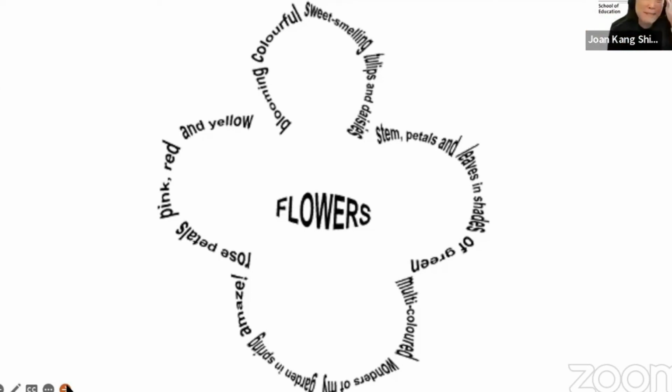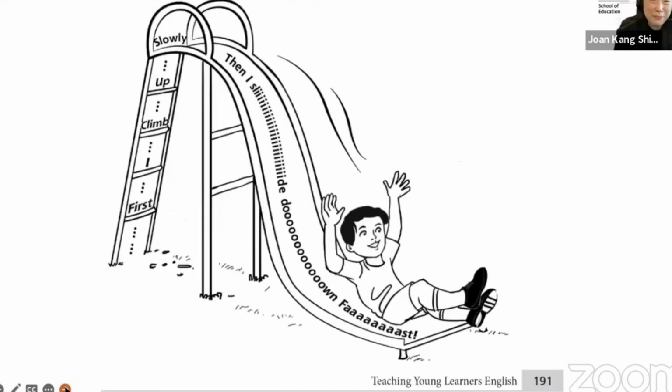Now, from one of my books, Teaching Young Learners English, I created this shape poem, which I think is simple, but it's also fun. So it starts on the left. First, I climb up slowly. Then I slide down fast. All right. So many ways to be able to encourage your young learners to be creative and to express themselves.